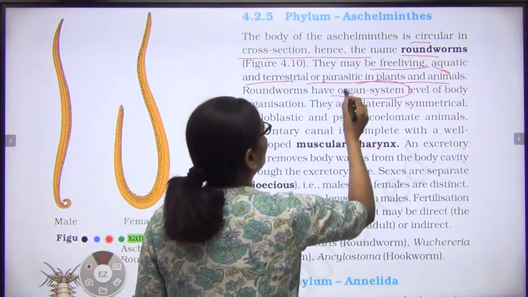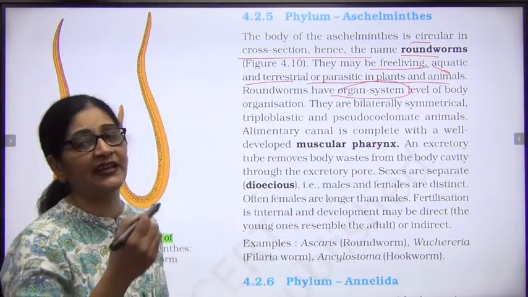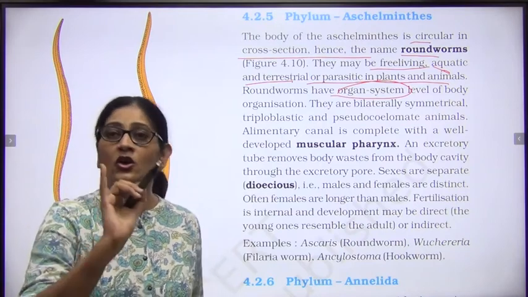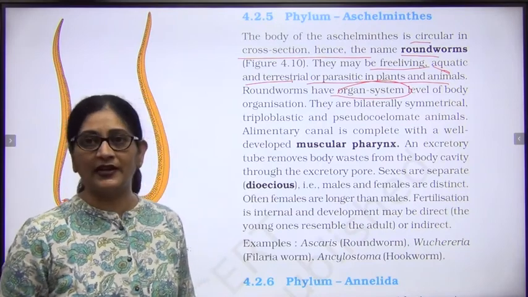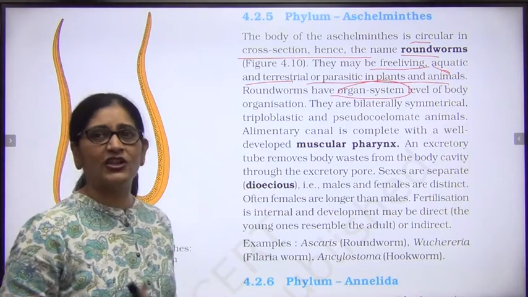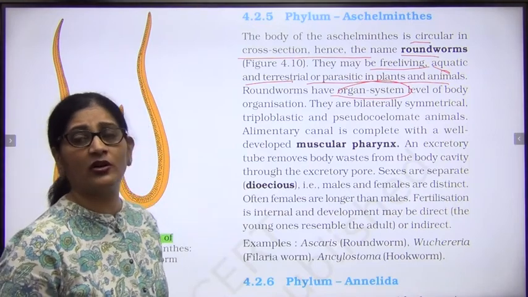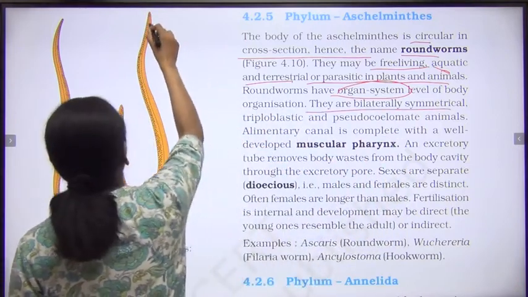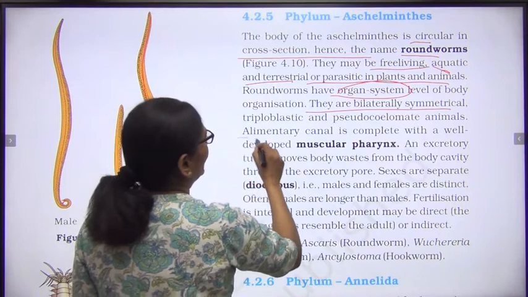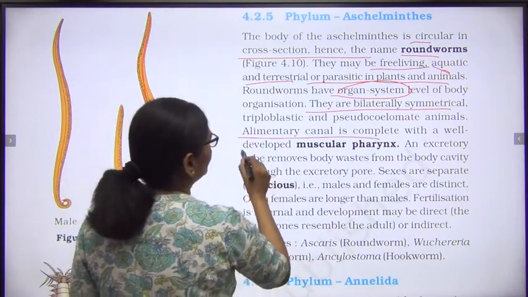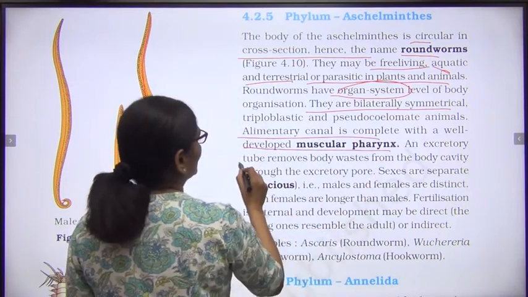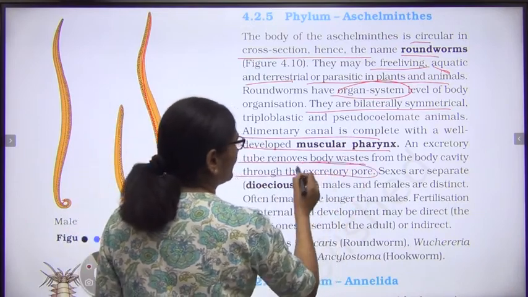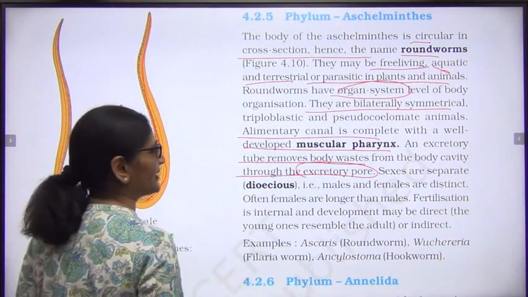Okay, they have organ system level. In your NCERT it has given organ system, so you will learn organ system only. Not organ, that was written in the PowerPoint. It is actually organ level, but in your NCERT it is given as organ system, so we learn it as organ system. They are bilaterally symmetrical, you can see it over here. The alimentary canal is complete. It has a pharynx. Excretion takes place through a tube, I told you, through an excretory pore, so the excretory pore is also there in your NCERT.